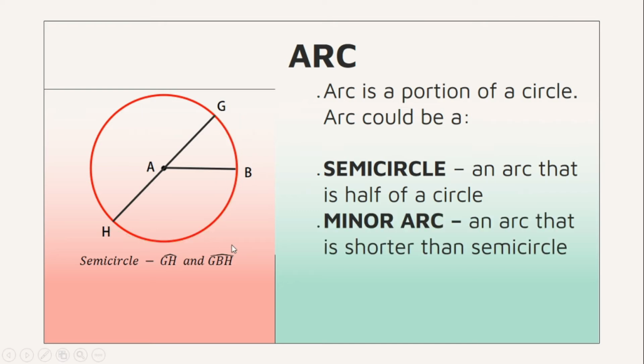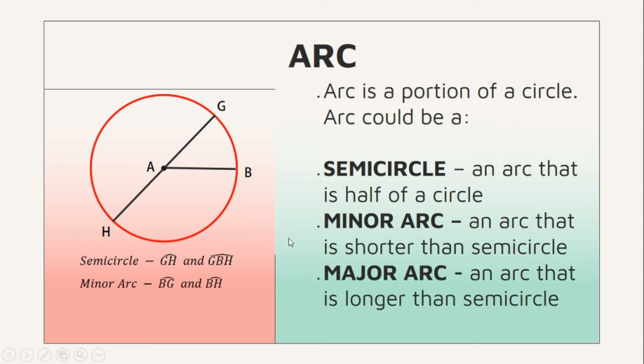And then, if we have semicircle, we have this minor arc. So, this is an arc that is shorter than semicircle. So, ang minor arc naman daw natin is an arc which is shorter than the semicircle. So, ano-ano yung mga arc na yun? So, we have arc BG. Yan. Kasi mas maliit siya sa semicircle, tama? Or arc GB. So, pwede magkabaligtad. Another one is arc BH. Okay? Or arc HB.